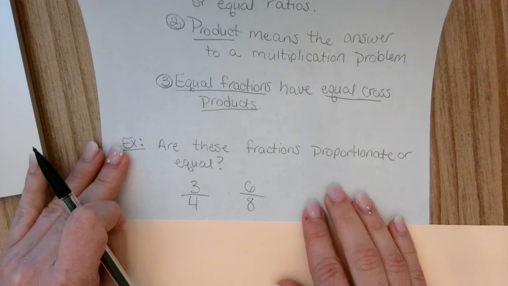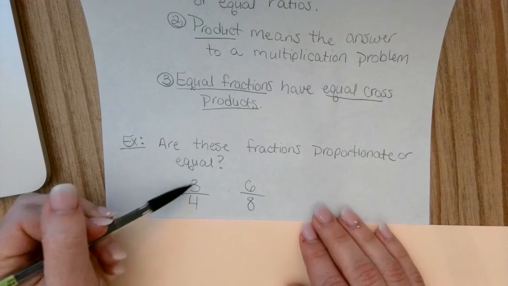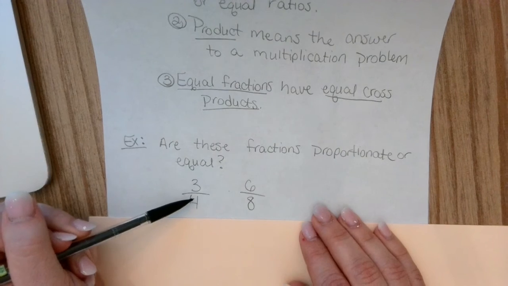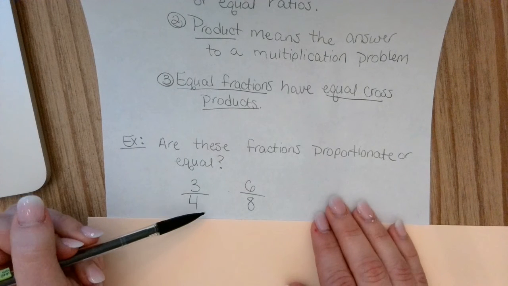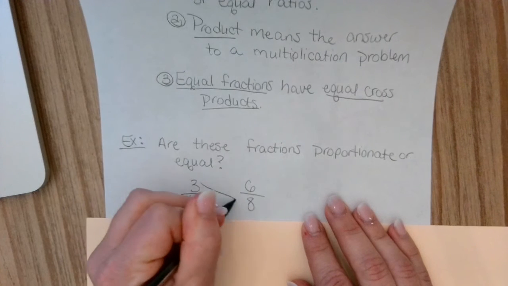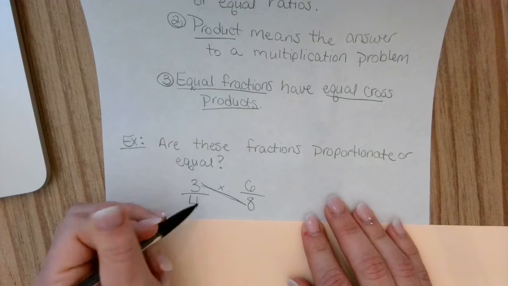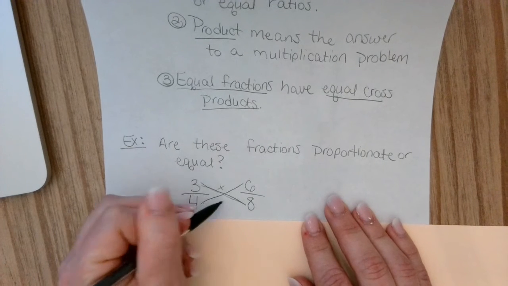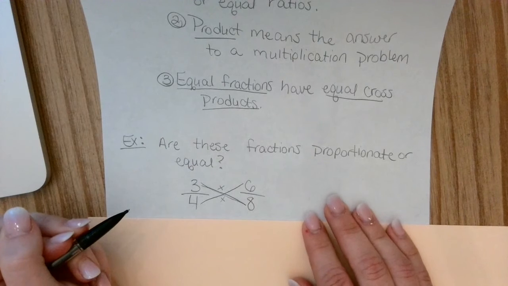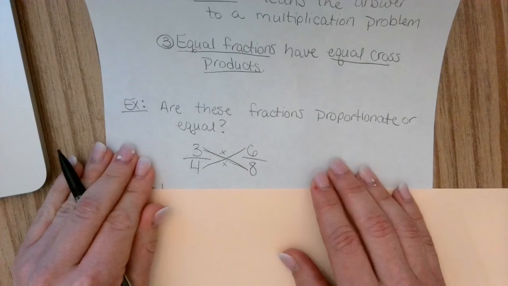So rather than us reducing 6/8 to 3/4, there's a little shortcut that you can do. Cross products means that I would multiply the 3 and the 8, and then I would multiply the 4 and the 6. And if those two answers are the same, then that means that they are equal fractions. Or, in other words, they are proportionate.